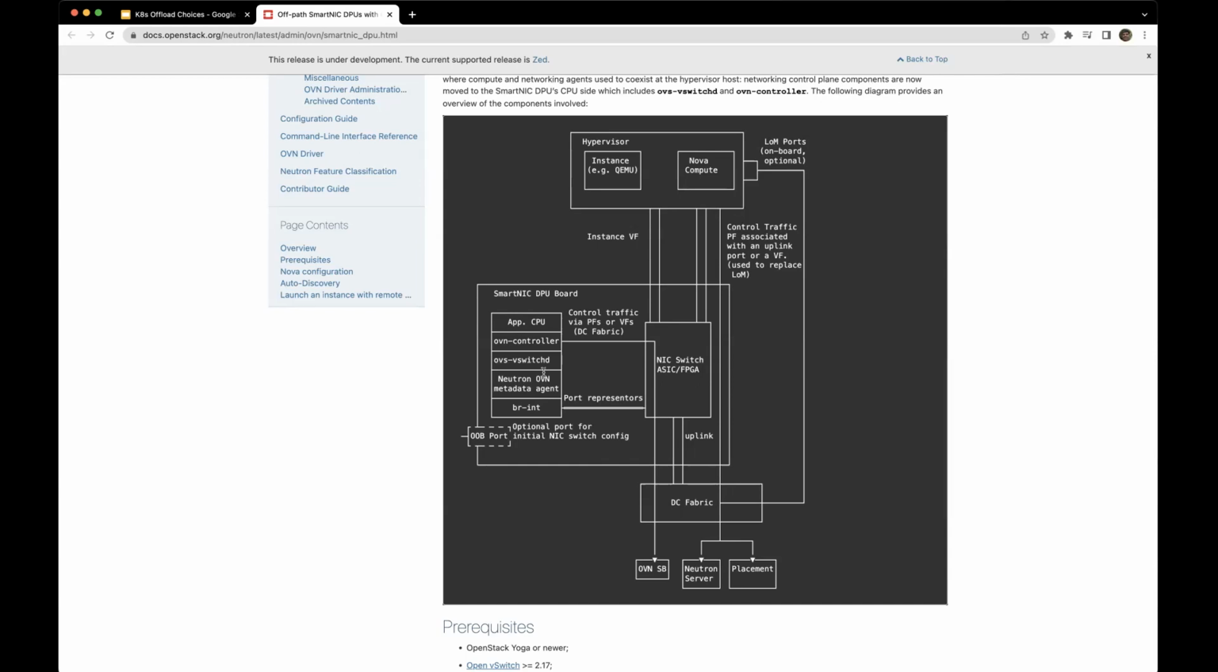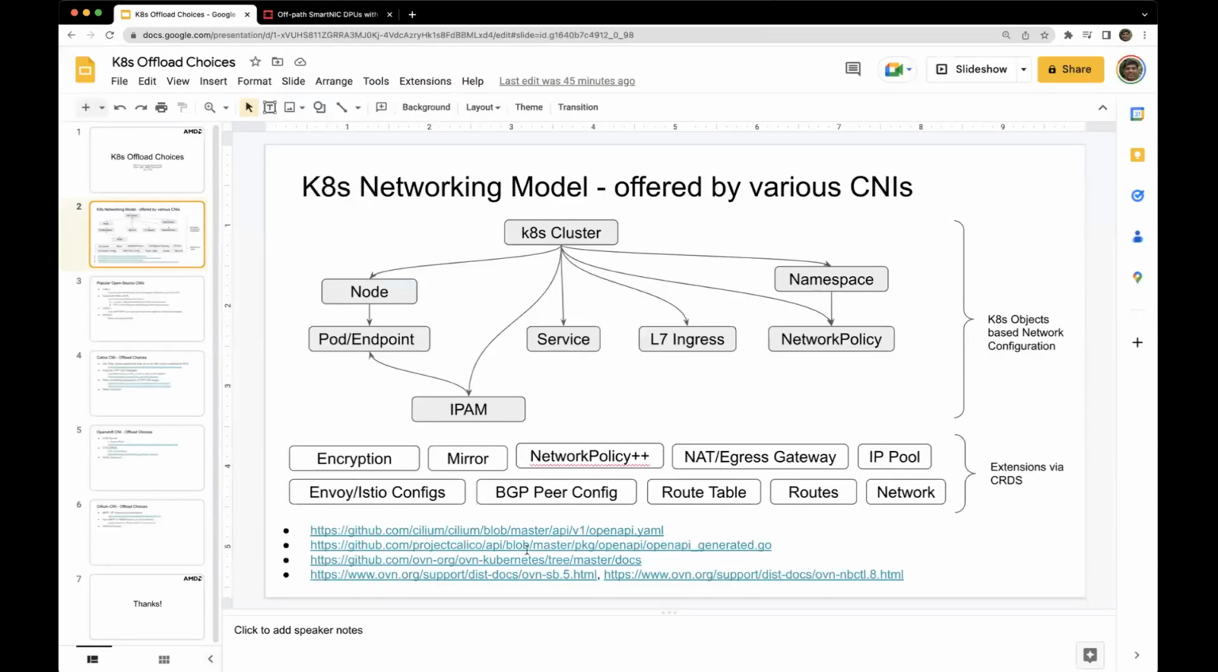I have looked at various CNIs and how they operate. They have a centralized component and a per node component, and the per node component could be the BGP daemon or Felix that Calico is running, or an agent that implements the CNI plugin interface that Kubernetes offers when a pod is started and stopped. So regardless of whether you have an API to the agent or not, they have a way to implement load balancing today. They have a way to implement mirroring. They have a way to implement all these functions, shipping today.